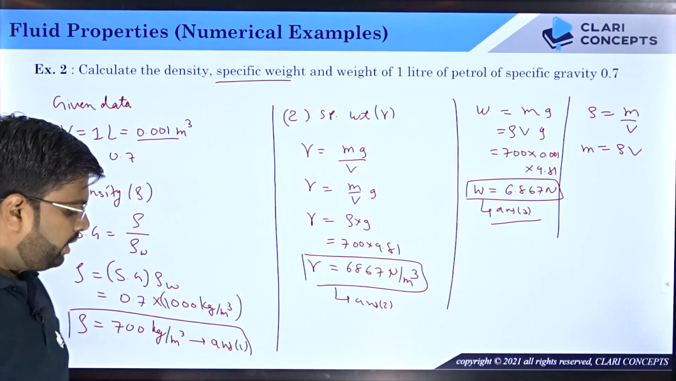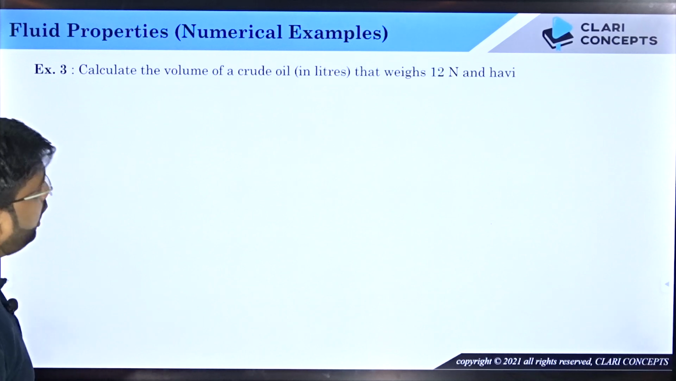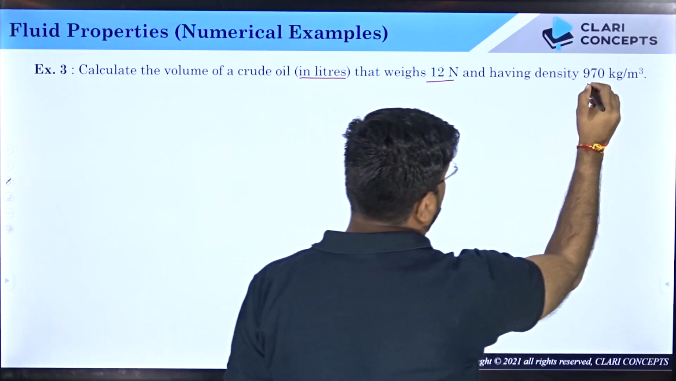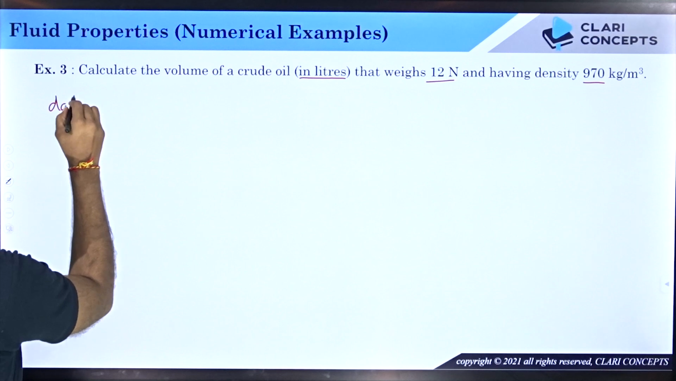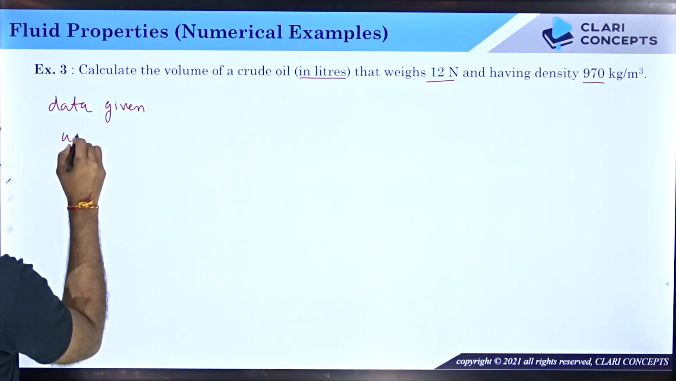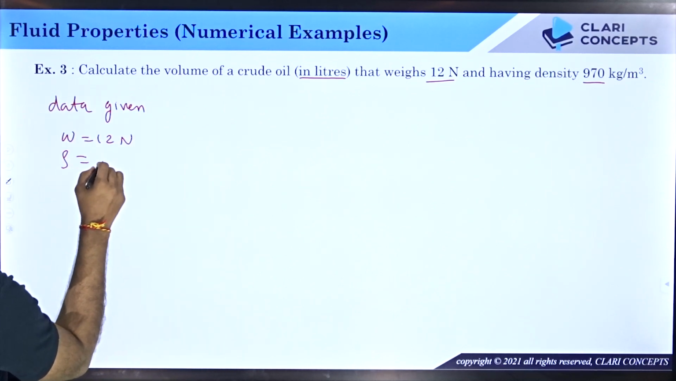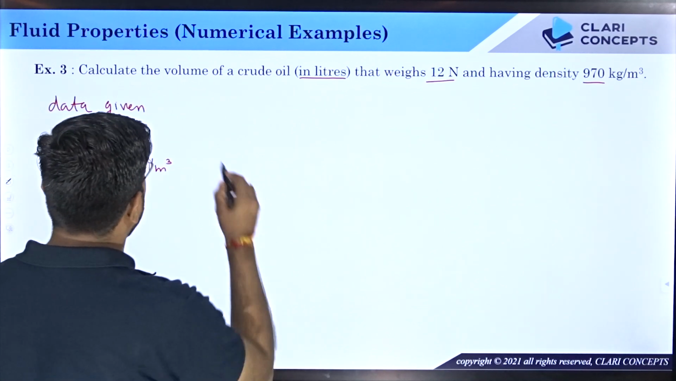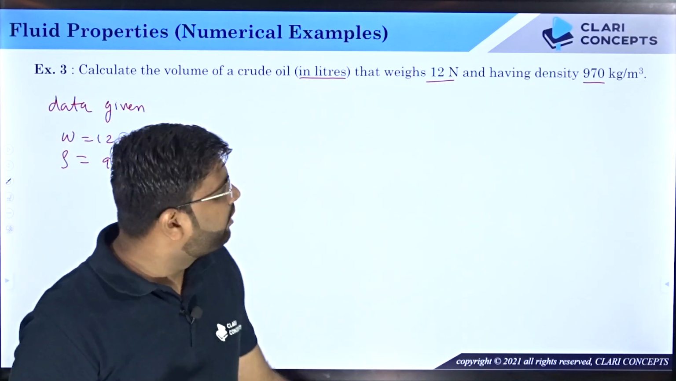So I hope you got this right. Let us move ahead with another example, the final one of this lecture. Calculate the volume of the crude oil in liters that weighs 12 Newton and having density 970 kg per meter cube. You have been given 2 things. The data given to you: one is the weight of the crude oil, that is 12 Newton, and density given to you is 970 kg per meter cube. They have asked you to find out the volume. So if the weight of the crude oil is 12 Newton, what is the volume of that, if density is this much?